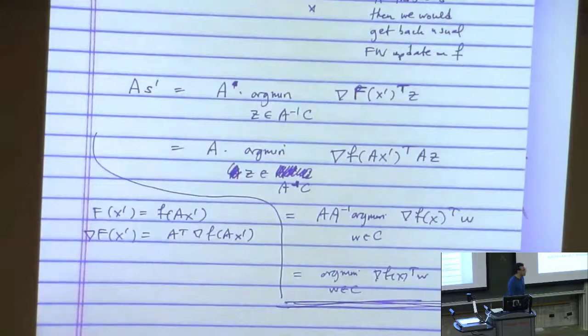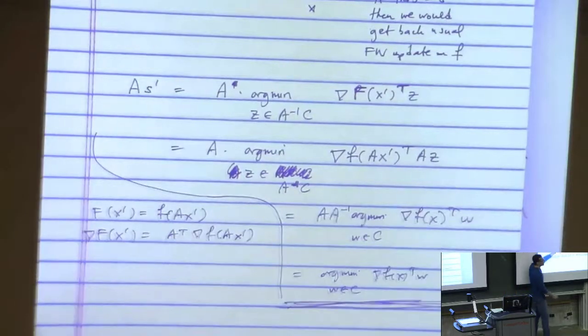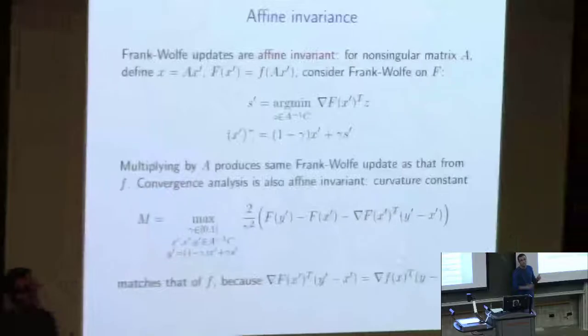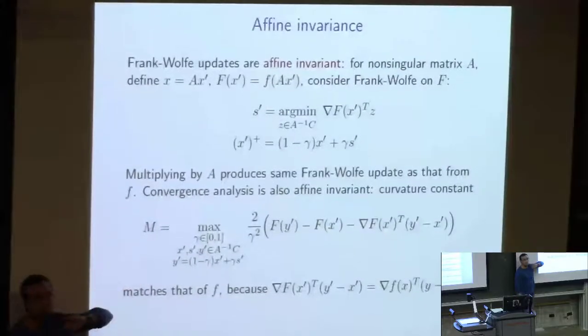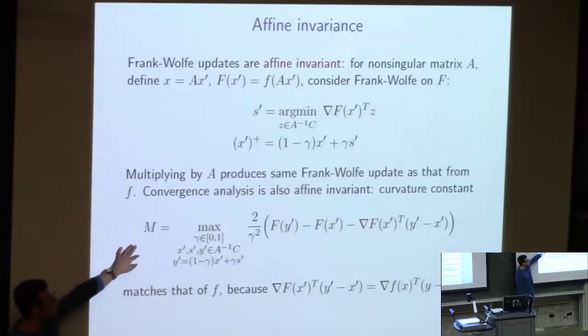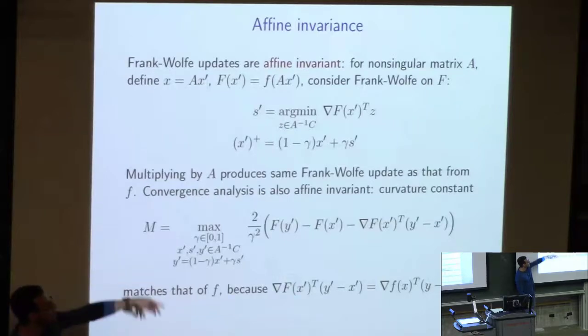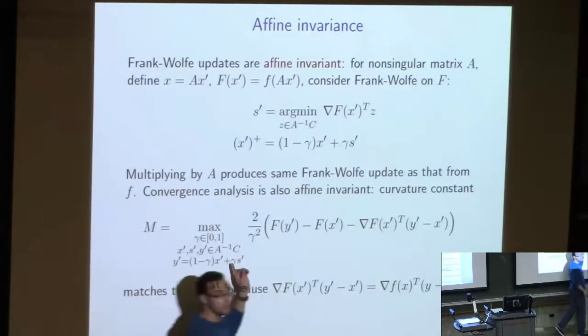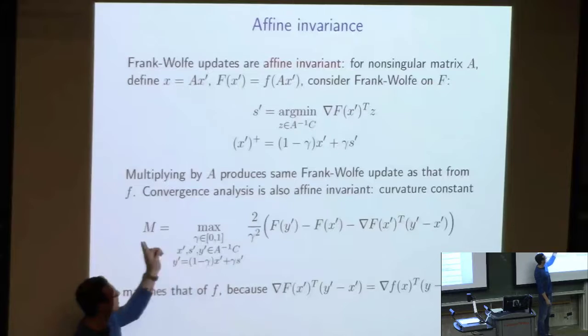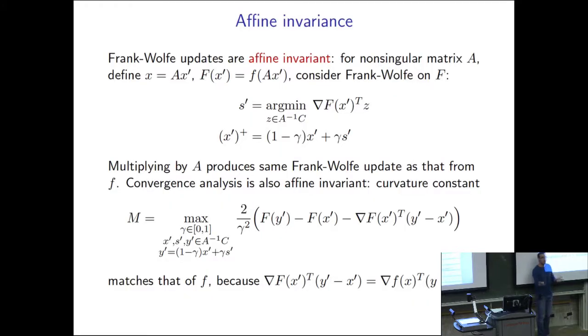Even the analysis, by the way, is affine invariant. The curvature constant, which is not true of the Lipschitz constant of the gradient, the curvature constant is invariant to affine transformations. So that calculation I won't go through. It's fairly similar. You just use the chain rule here and then work out that the max doesn't change. It doesn't depend on a reparameterization of the function.